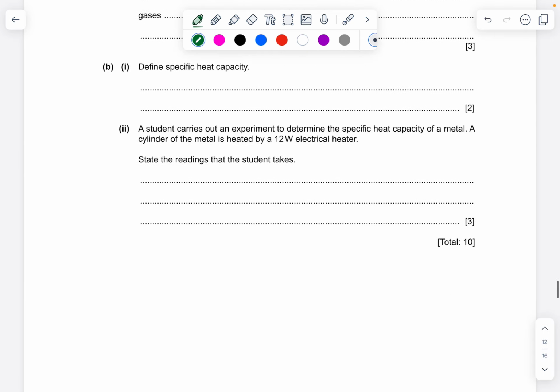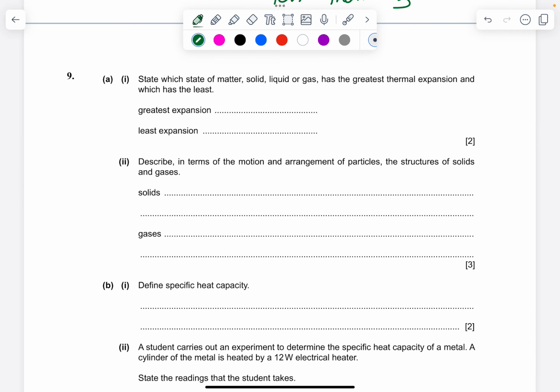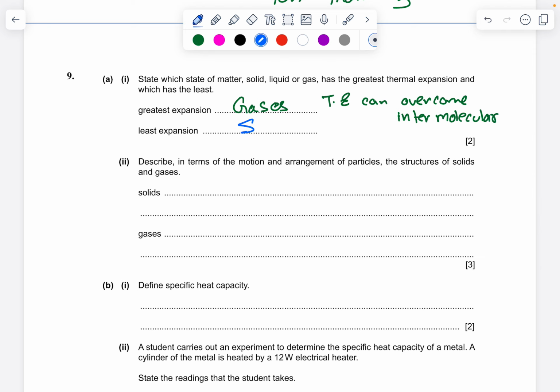Now coming to question number 9. State which state of matter, solid, liquid or gas, has the greatest thermal expansion and which has the least. Greatest thermal expansion: gas, because there are no intermolecular forces and thermal energy can overcome the intermolecular forces easily. No need to write the reason, but just gases. Which one has the least? Solid will have the least because thermal energy cannot overcome the strong intermolecular forces.